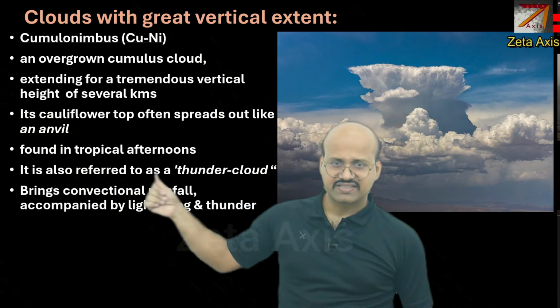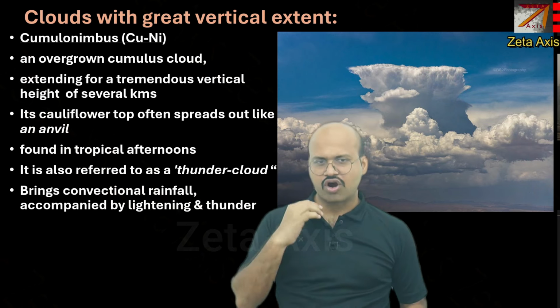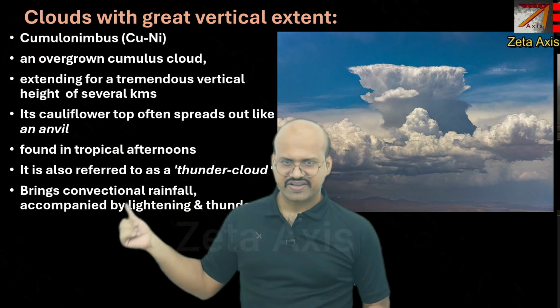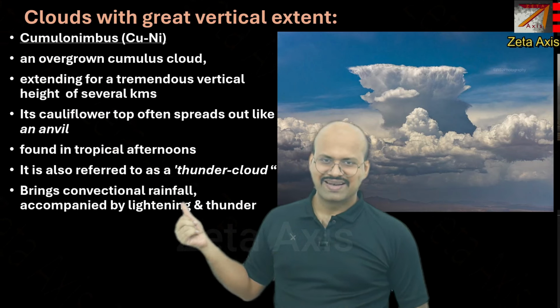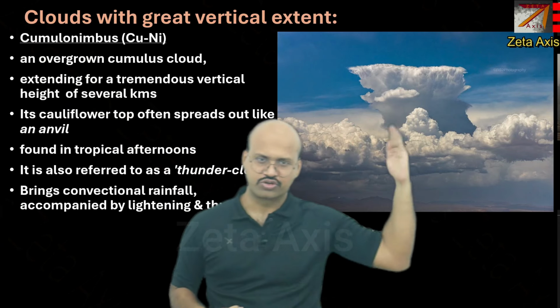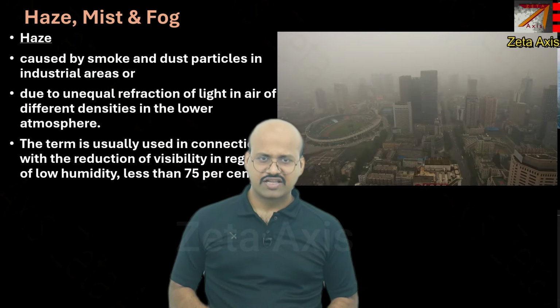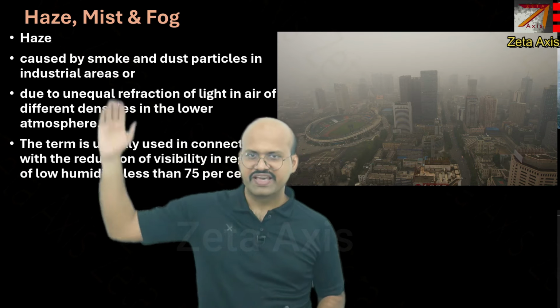They are referred to as thunder clouds because they give a lot of rainfall. They bring convectional rainfall accompanied by lightning and thunder, and they are also associated with cold fronts. Now in the last part of this chapter, we have haze, mist and fog.